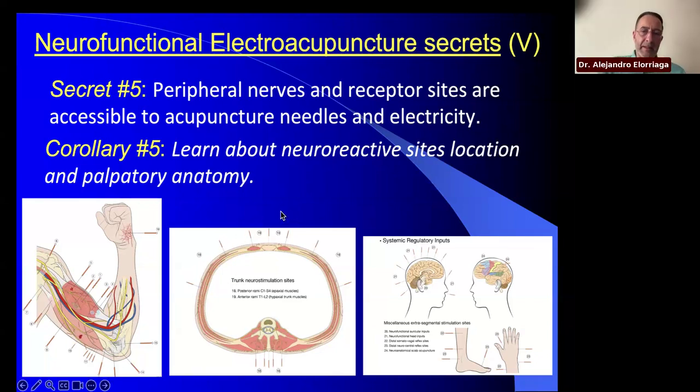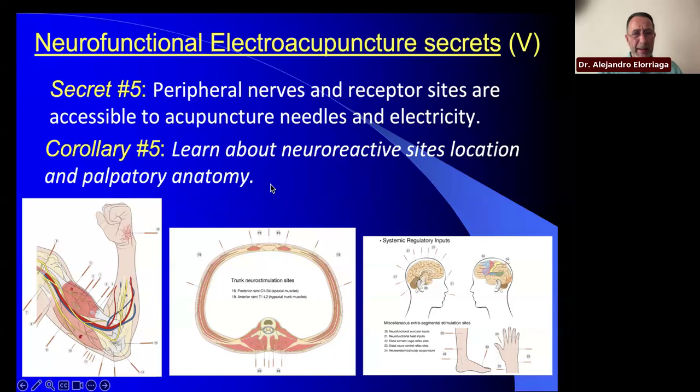Okay. Again, it is important for me that everyone listening understands the ultimate goal. The ultimate goal is we're going to put needles on the best possible neuroreactive sites in order to achieve the intended goals.